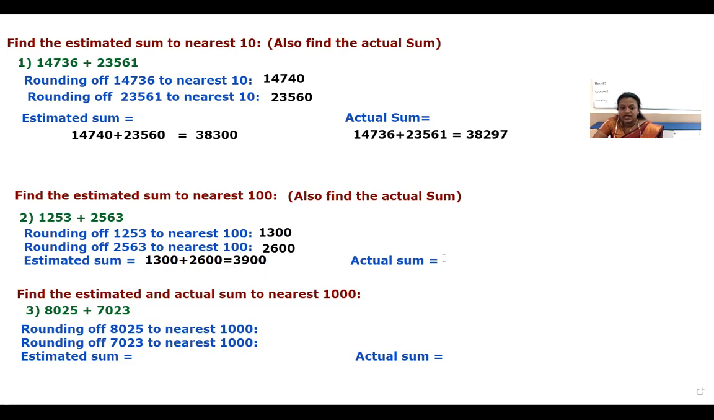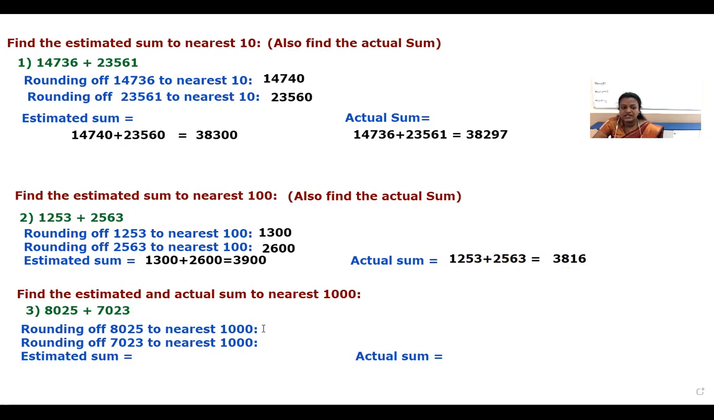Let's try for the actual sum. That is the addition of 1,253 plus 2,563. So we have the addition as 3 plus 3 is 6. We have 6 plus 5, 11, 1 carried. 2 plus 5 is 7, plus 1, 8. And 1 plus 2 is 3. So here we have 3,816.